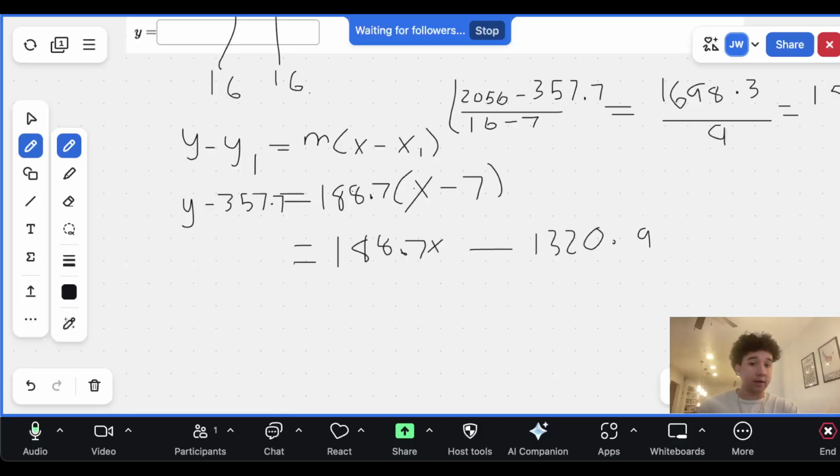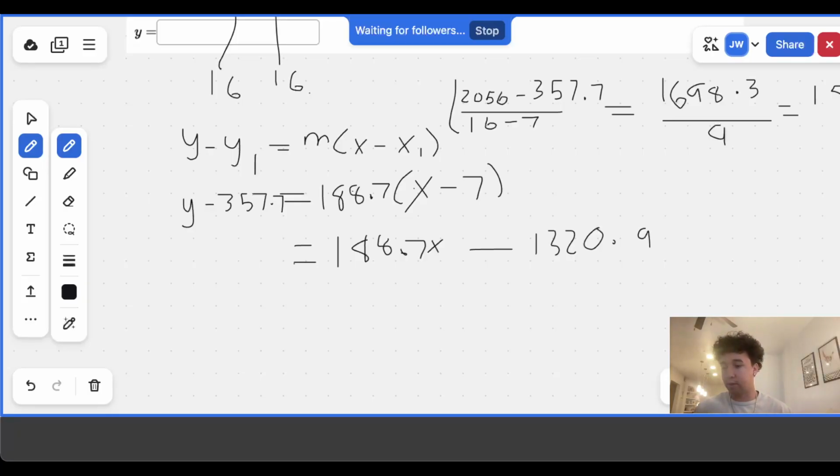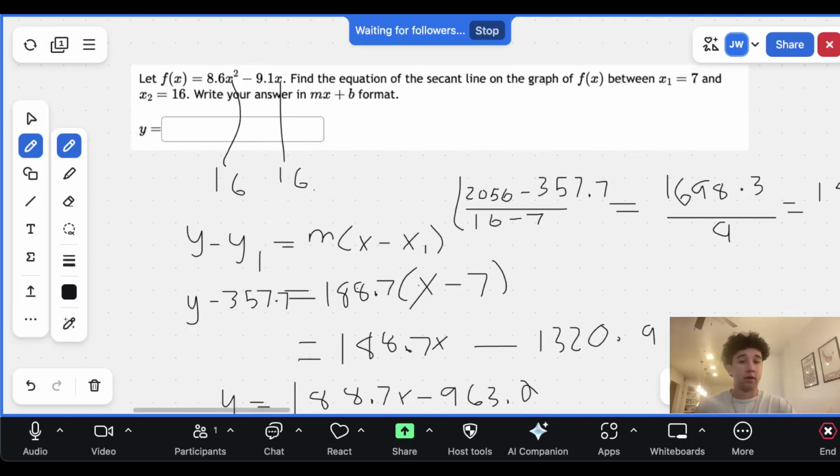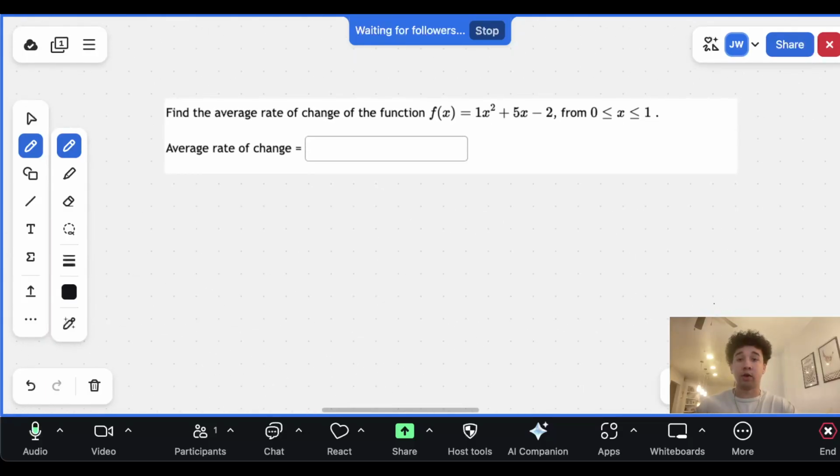And then I'm going to add the 357.7 to the other side, right? Inverse operations. And that's going to give me 963.2. So y is equal to 188.7x minus 963.2. And that's my answer to the first one. Now we have 3 questions here, so we go on to my next one.